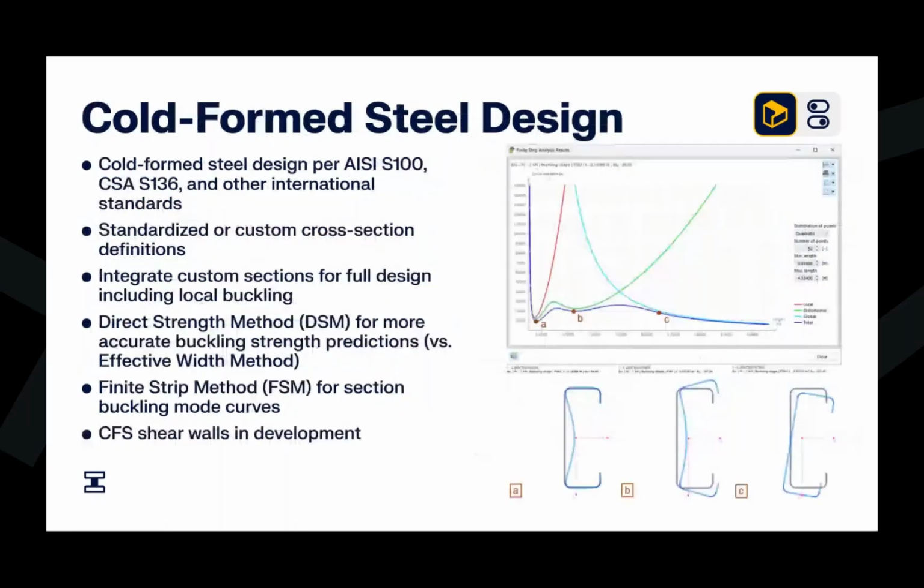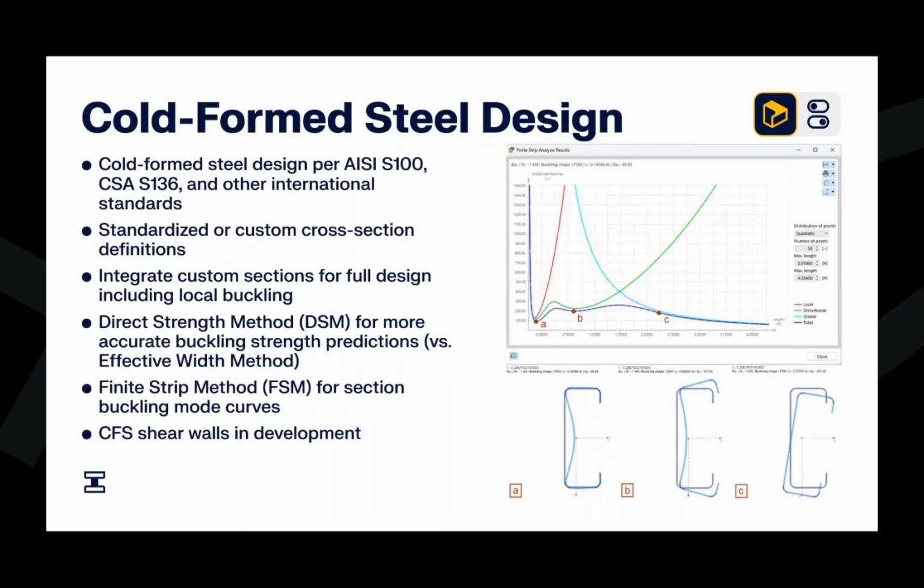Moving on to cold form steel design, this includes the AISI and the CSA S136 standards. We have the ability here to design those cross-sections that you find from these codes, but it's quite common to also have custom cross-sections. So you might find the parametric sections directly in RFEM that are available. We have a good handful there.